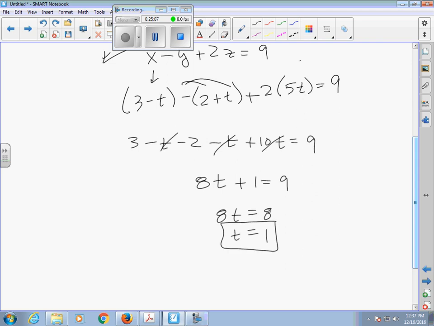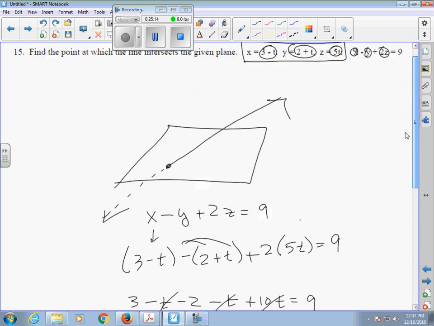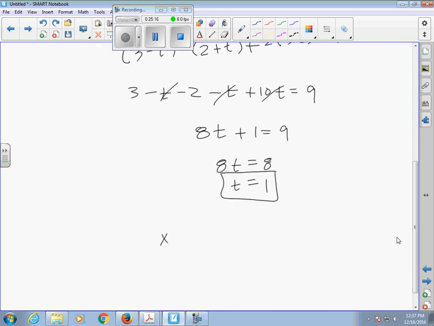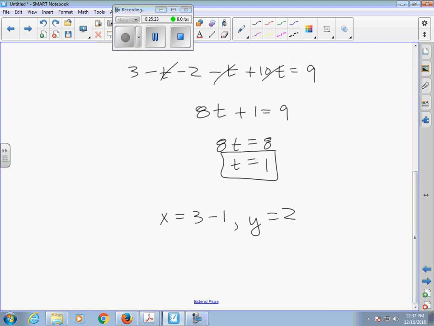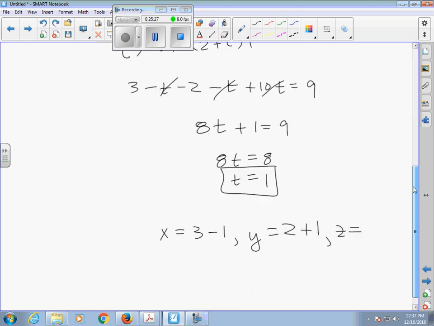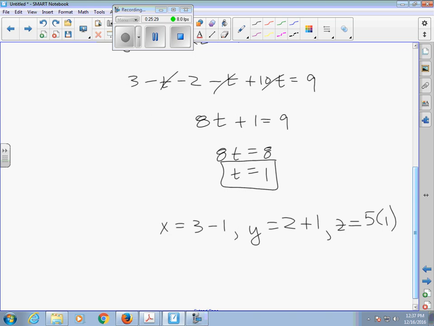Nice, neat number. So the parameter of 1 is the t value that will give you the point that's on the line. And then we just plug that in. x equals 3 minus 1. y equals 2 plus 1. And then z equals, what's z? 5 times 1. So the point where they intersect: 3 minus 1 is 2, 2 plus 1 is 3, and 5 times 1 is 5. That's where the plane and the line intersect.